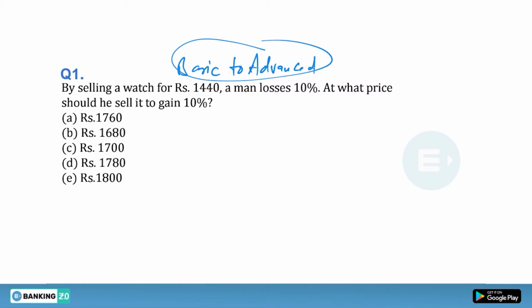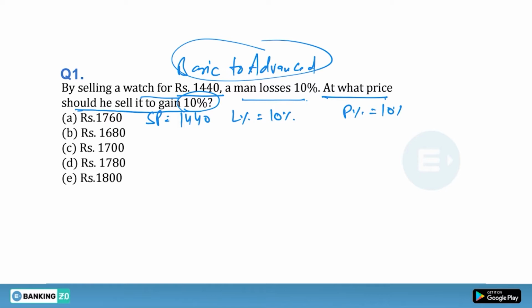By selling a watch for rupees 1440, that means the selling price we are given is 1440, a man loses 10%. So the loss percent we are given is 10%. At what price should he sell it to gain 10%? So the profit percent we have is 10%. Here we are given the loss percent.